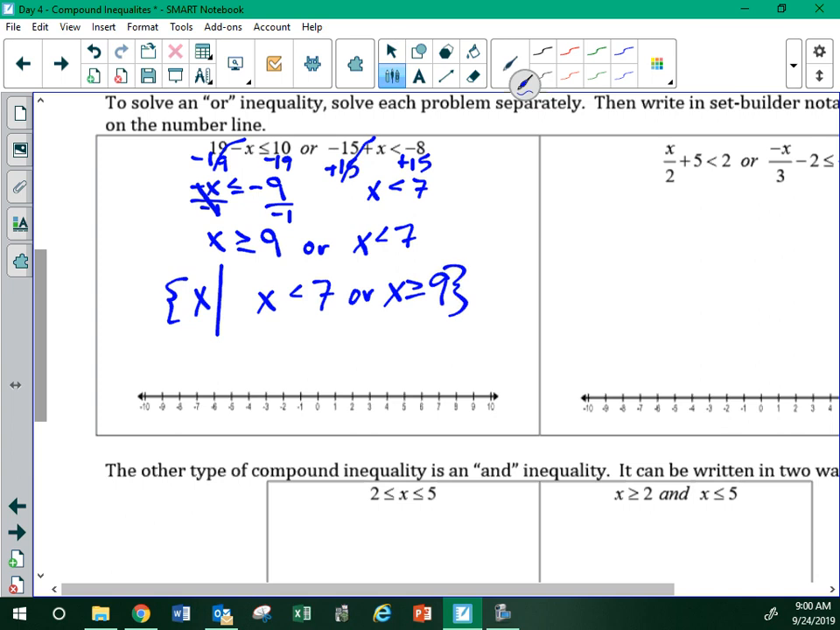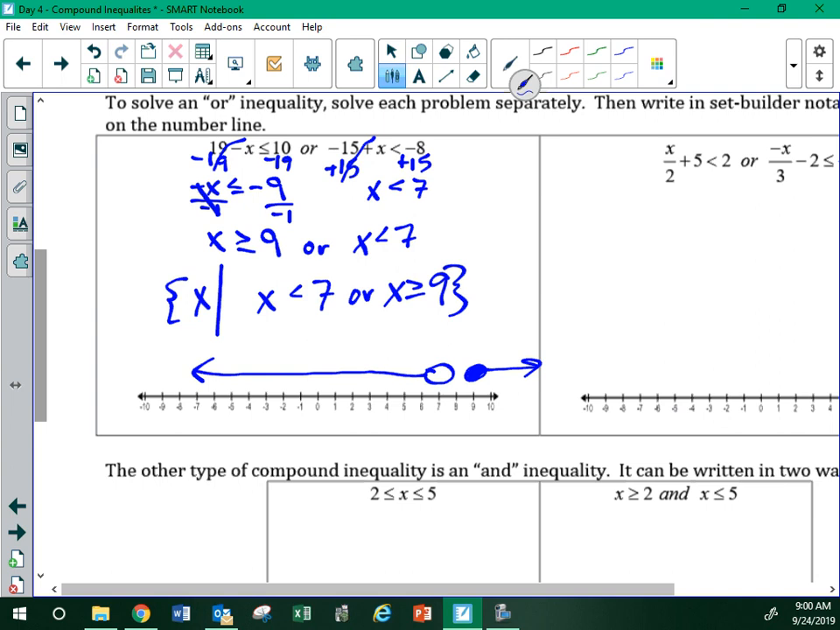Okay. And then it says to graph it on the number line. So my 7 is an open circle, and it's pointing to the left. All right, and then I have 9. Is that open or closed? Closed. And it's pointing to the right. Again, they're in opposite directions. All right, so we have questions on how to solve this?